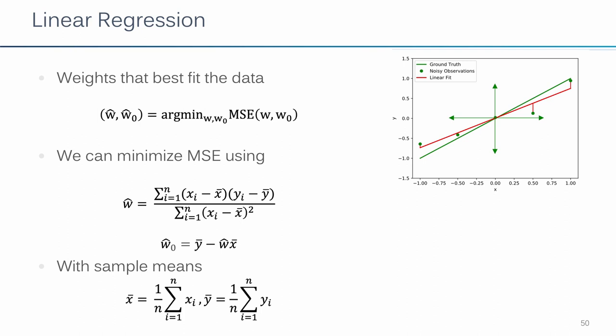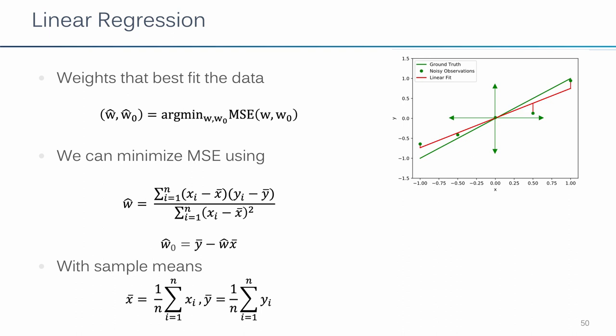And for the intercept, it's just the sample mean of y minus the estimated weight times x. The estimated weight times x is the line we just computed. And the intercept is just the y minus the line we just computed. So it's just the offset. We have the line already estimated. We just need to know where it is. So we take the estimated line and we subtract the sample mean y from that. Or sample mean y minus the line.